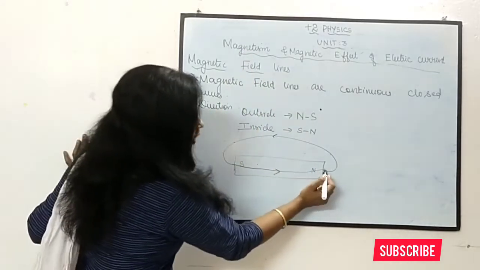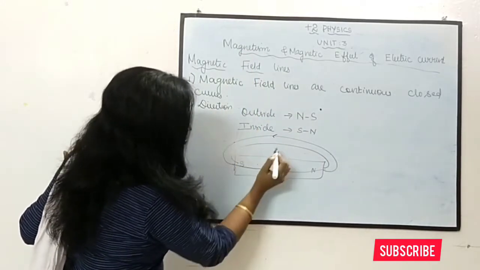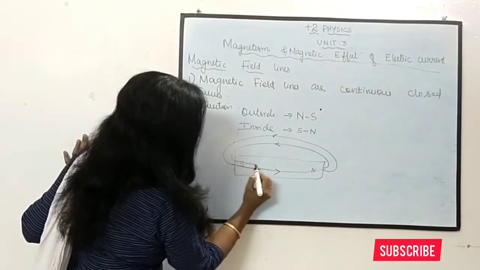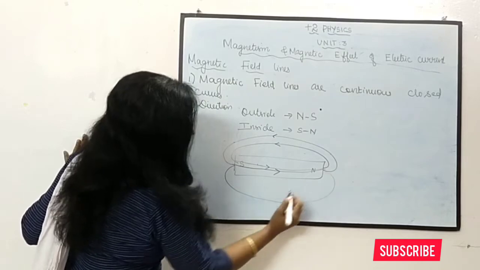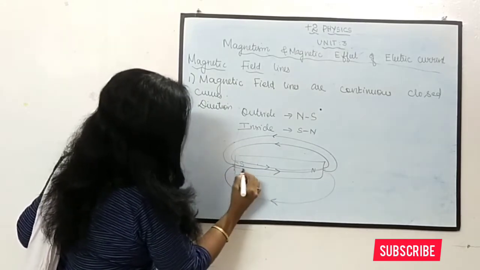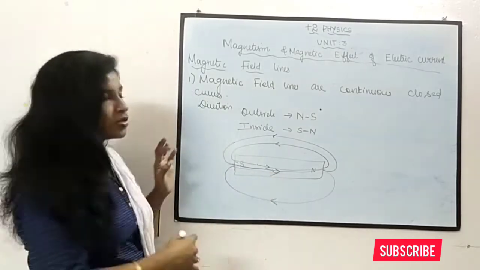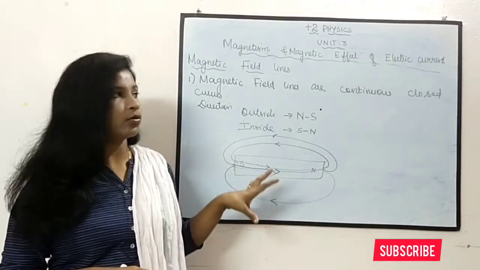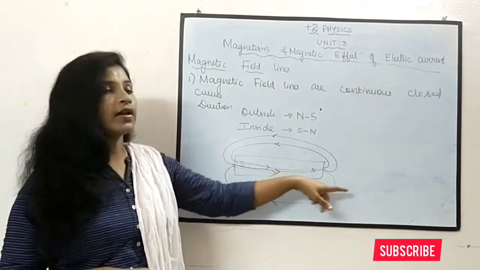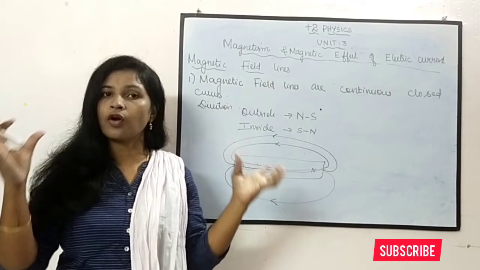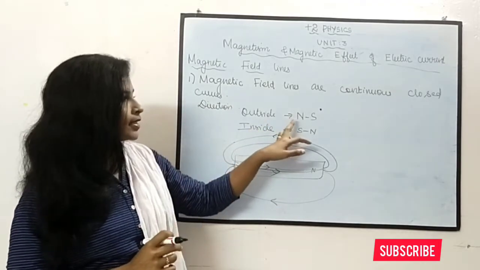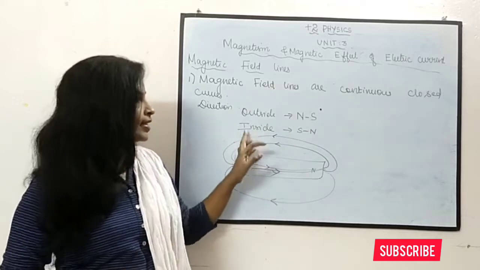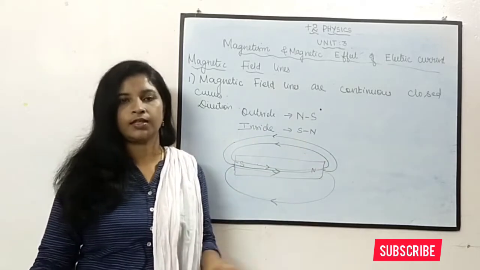Suppose another magnetic field line is here. This is from north to south. Inside we can see it is from south to north. Similarly here, this is from north to south, and inside, south to north. So this is about the magnetic field. In a magnet, field lines will always form a closed curve. That is the first property. Outside it is from north pole to south pole, and inside it is from south pole to north pole.